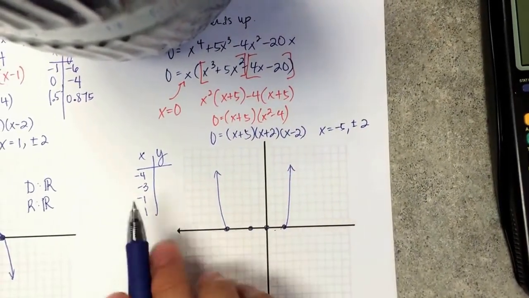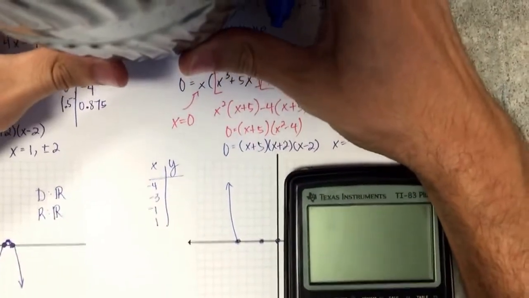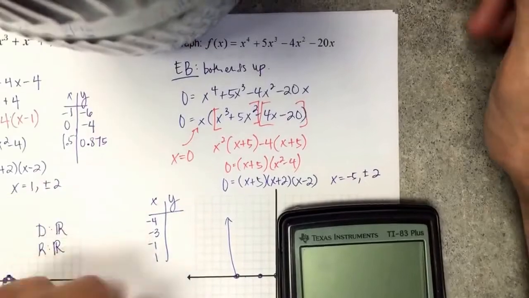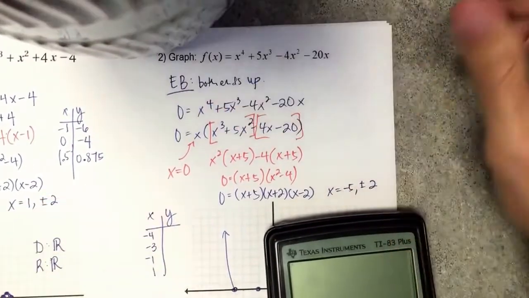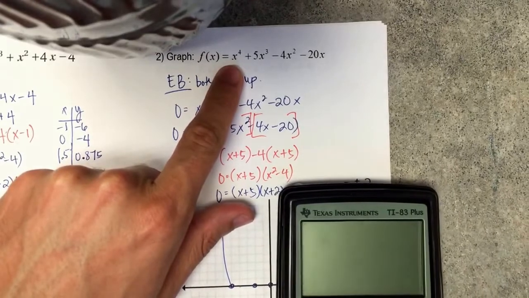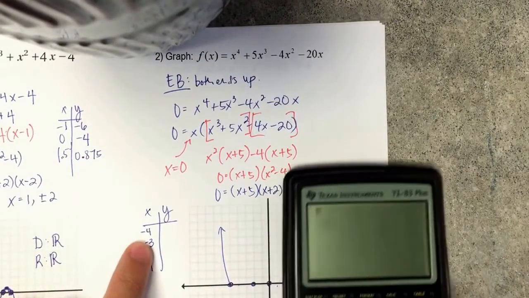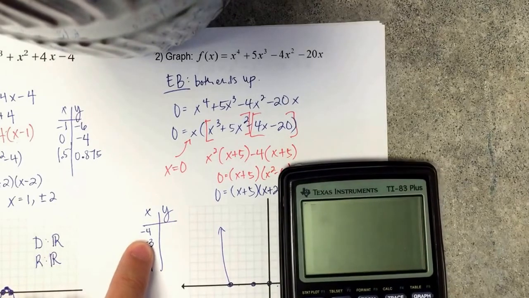So we're going to take those values and plug them into the calculator. And again, we're going to use the original function while doing that. So don't ever use a function that you've manipulated. Always go back to the original when you're plotting points. So the first one I'm going to plot is going to be at negative 4, remembering that I'm going to put the negative 4 in parentheses every time.